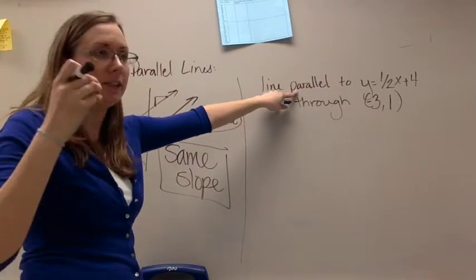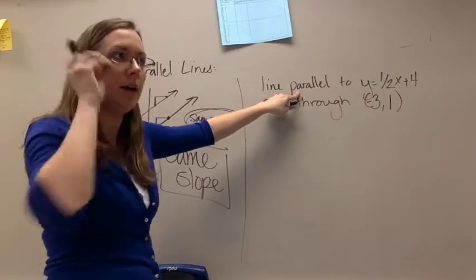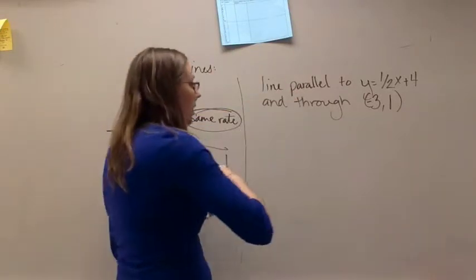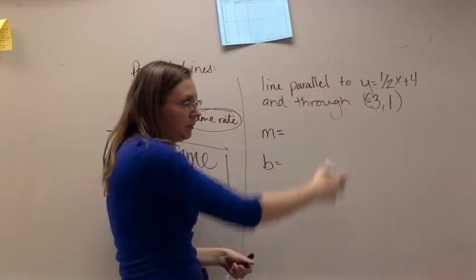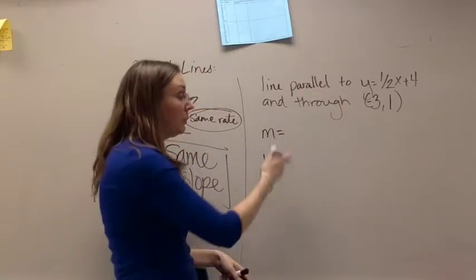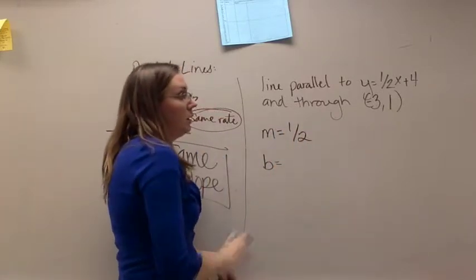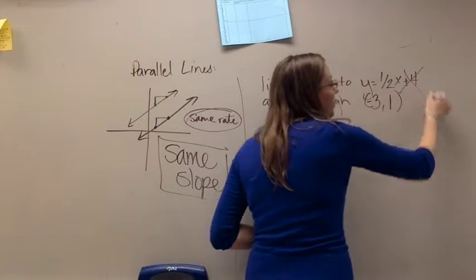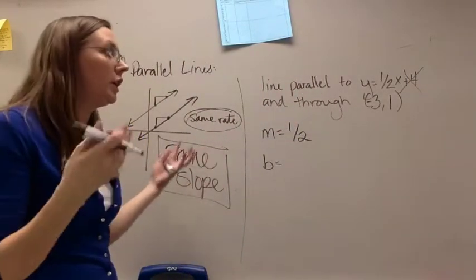Parallel. I hear that, I think not just lines that don't cross anymore, I think same slope. So as I'm writing out the stuff for my equation, I'm putting the same slope. So my slope is going to be 1/2. Okay? My b value is not 4. This does not matter. I need my b. I need to do more work. I can't just look at it and know everything.